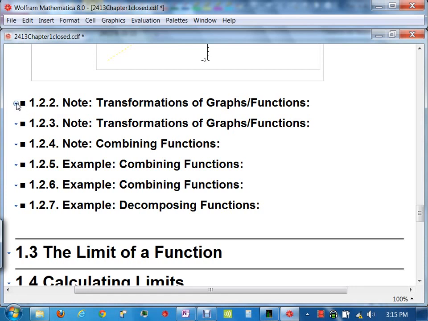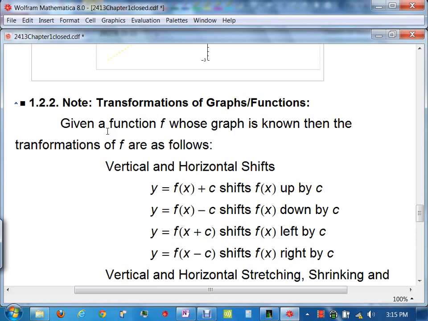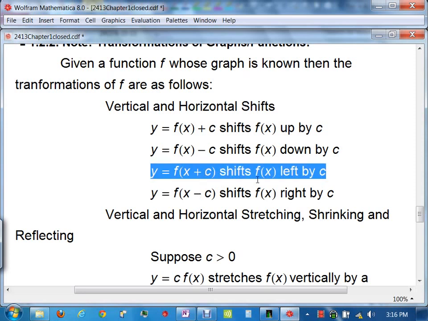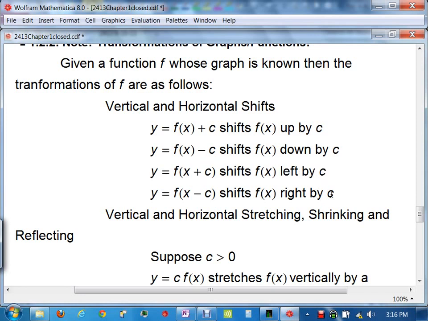Now, transformations. If you know a function, you're given a graph, you know what it looks like, then we can move it around pretty easily. If you take that function and you add a number to it, it moves it up. If you subtract a number, it moves it down. If you add a number inside the function, it moves you left. If you subtract a number inside, it moves you right. And you have to be careful with these, because these two right here are backwards. They're opposite of what you think.